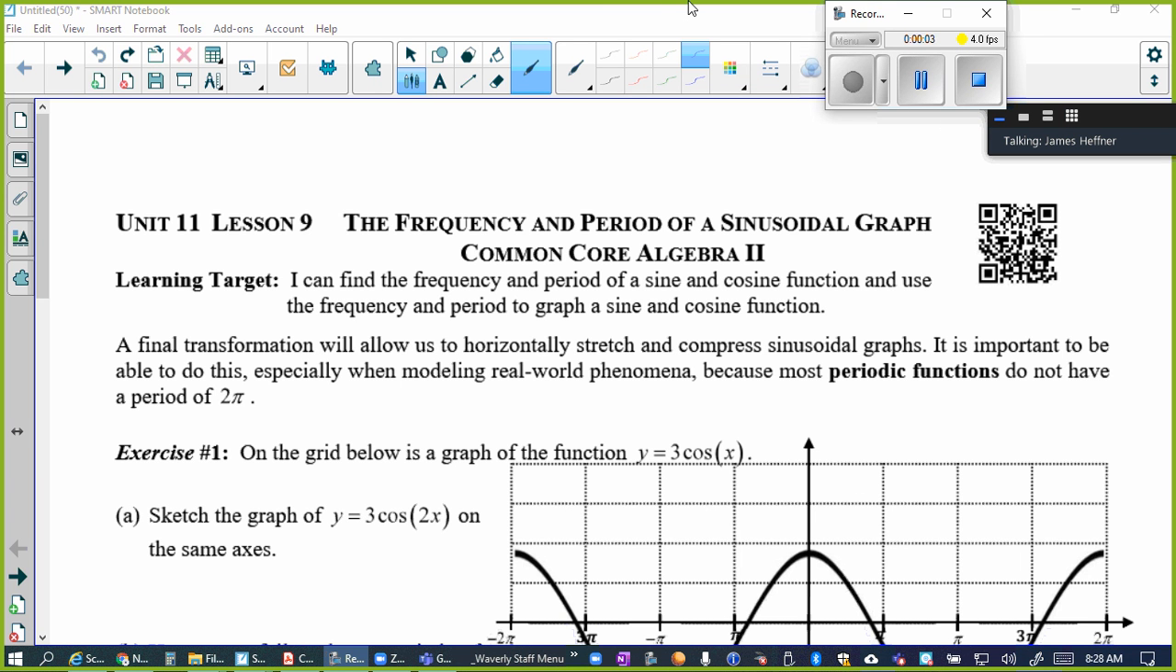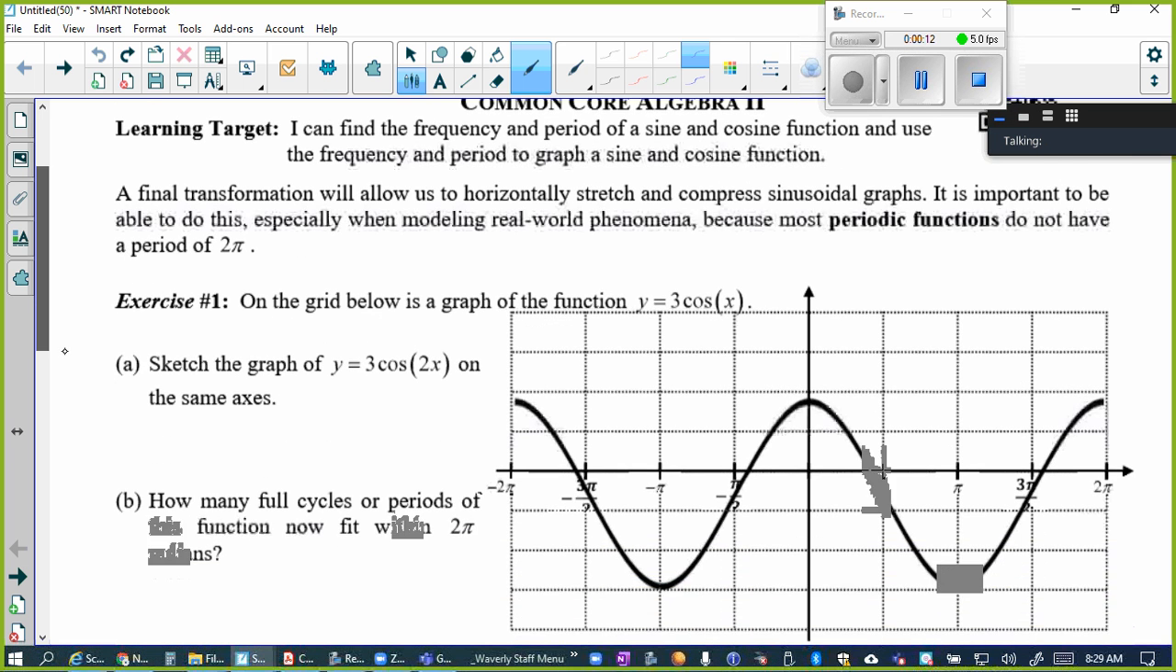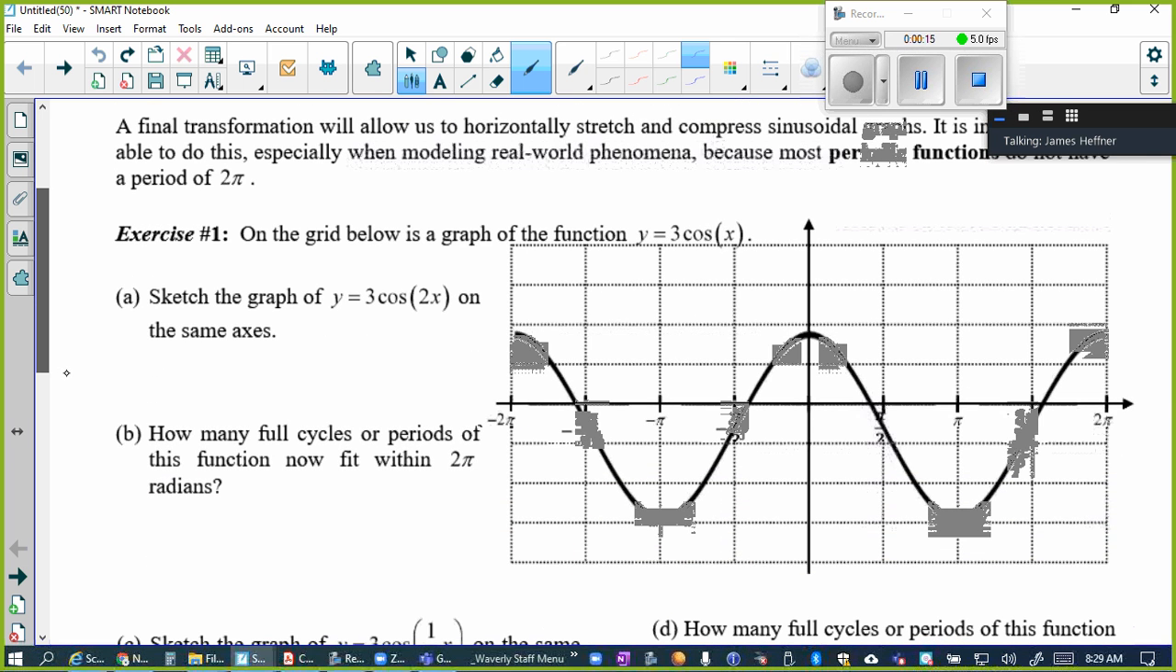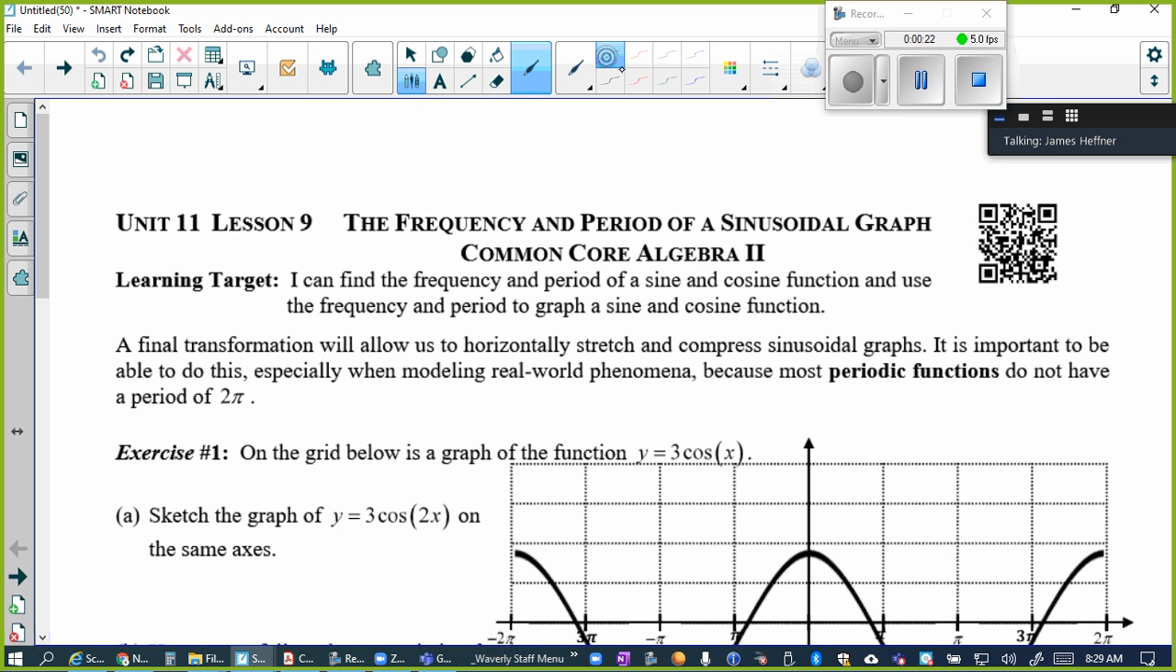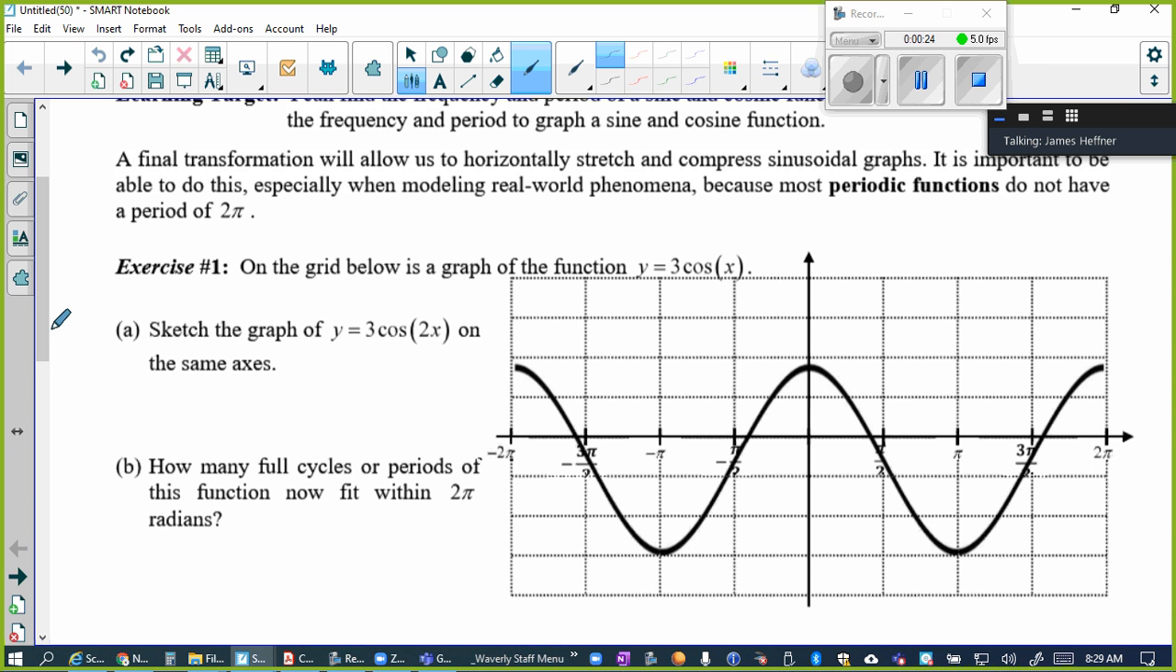Okay, so we mentioned frequency and period, right? And they do have an error with this graph in exercise 1. This graph is y equals 3 cosine x. It actually should be, let me do it in black, starting up here at 3 and coming down. I don't know what happened with this page, but it should be going like this, guys. It should be up to 3. So you might want to make that fix in your book.